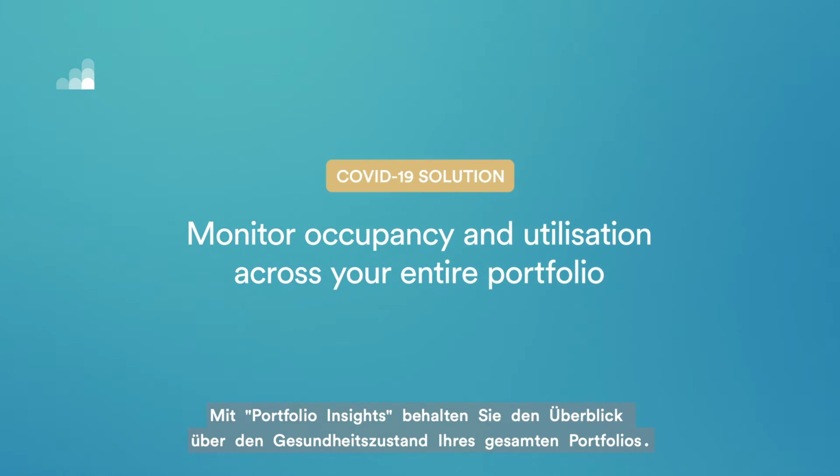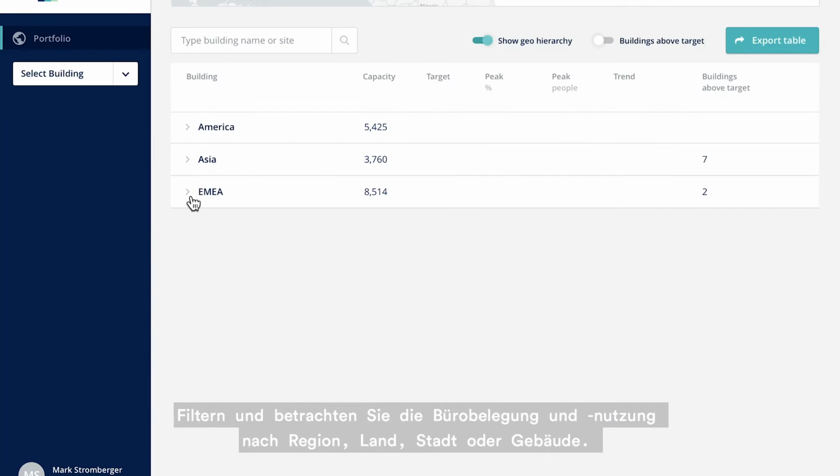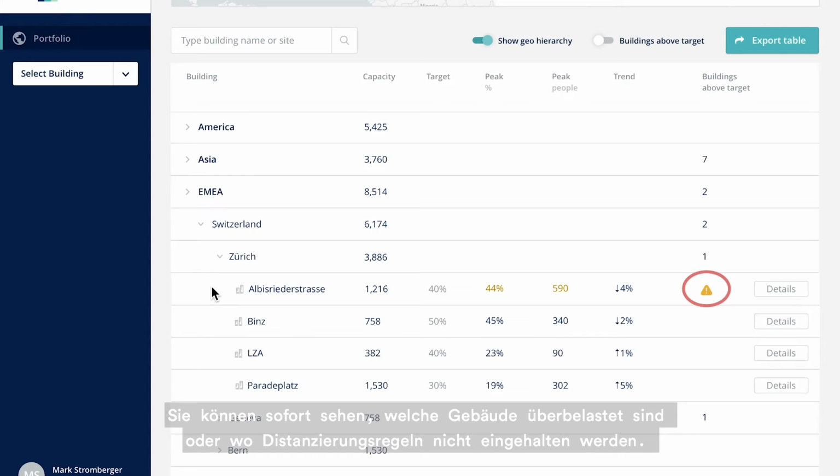With Portfolio Insights, you can keep the overview of your entire portfolio's health, filter and view office occupancy and utilization by region, country, city, or building. See at a glance which buildings have too many people and where distancing guidelines are not being met.